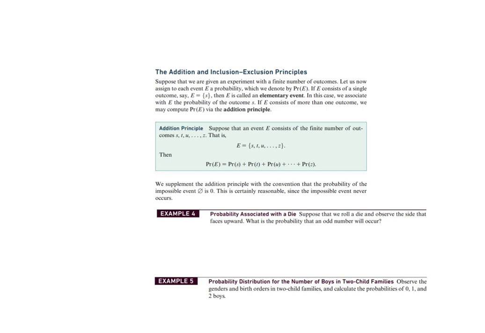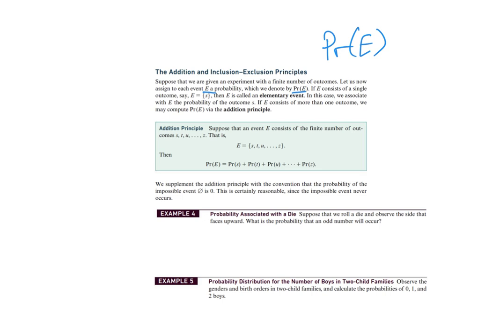The addition and inclusion-exclusion principles. Suppose that we are given an experiment with a finite number of outcomes. Now we assign each event a probability that we denote by the probability of E. That's the notation. This is the probability of an event.